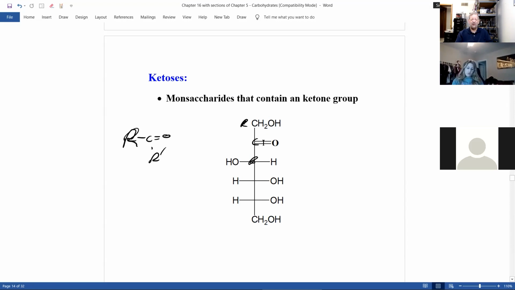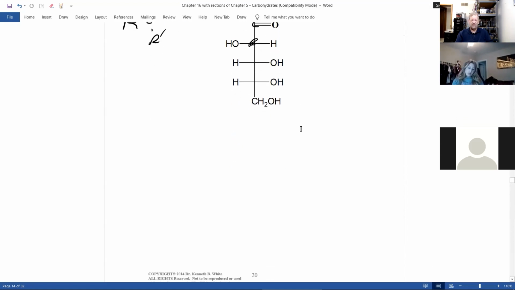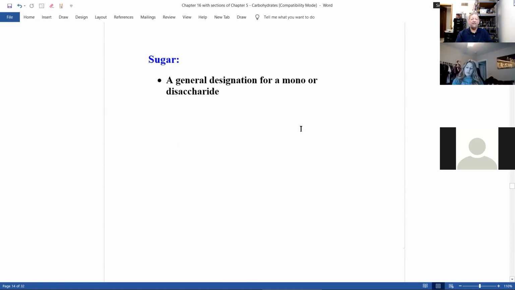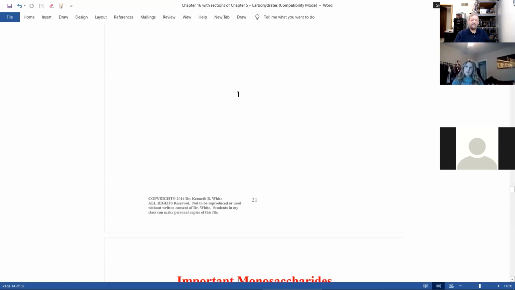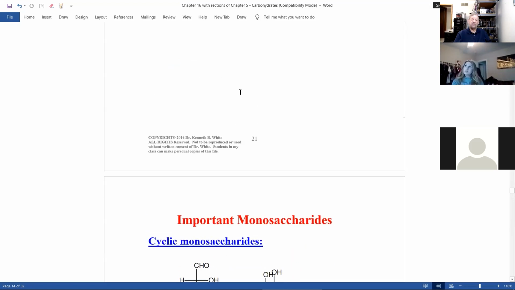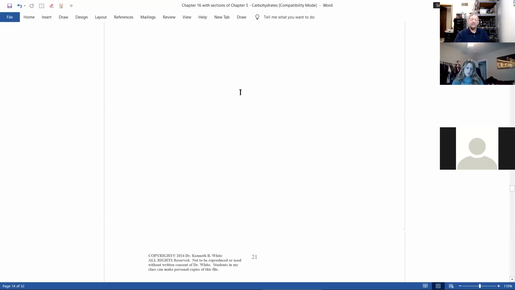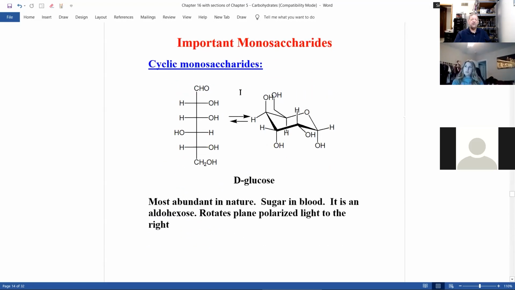And that's a ketose, a monosaccharide with a ketone. Now, sugar is a designation for a mono- and disaccharide. Here I'm going to turn the switch back on, click, because you should know what a sugar is. It's a mono- and disaccharide. So glucose and fructose are sugars, and also sucrose is a disaccharide. All right, the switch is back on, and I'll talk about this in a second.